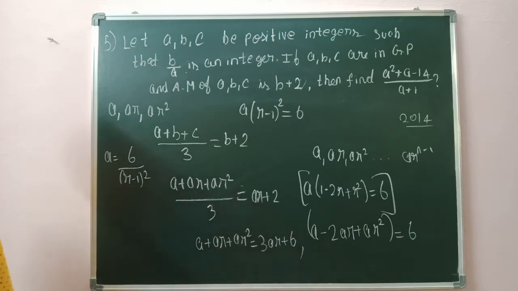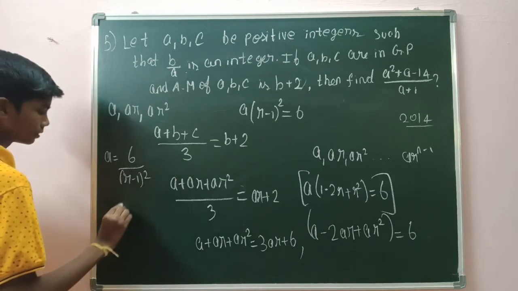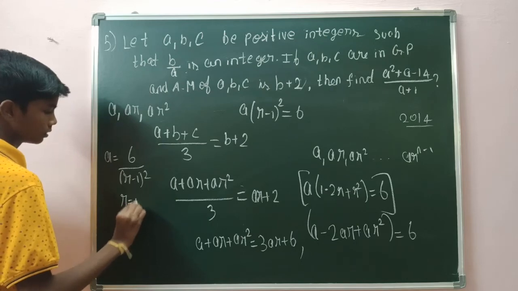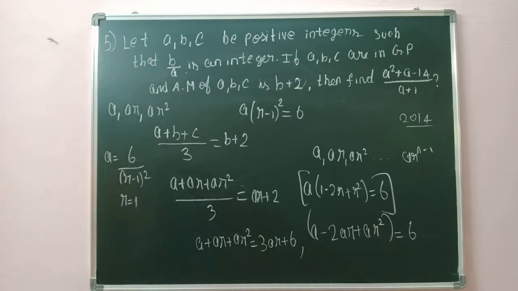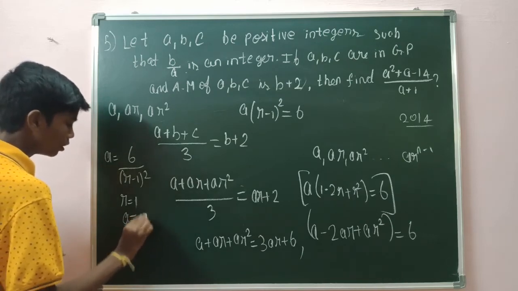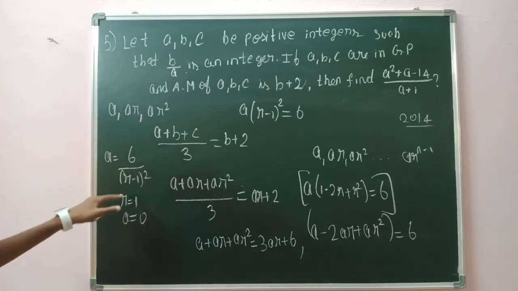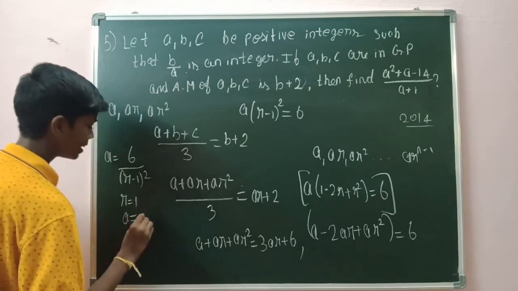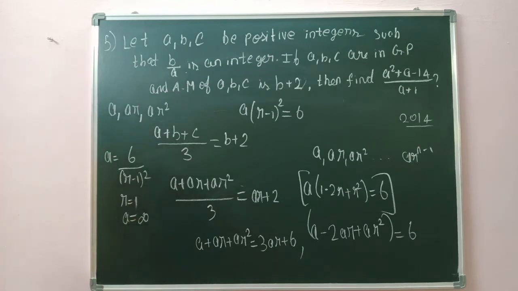Because if I put 0, you will get 6 by (0 minus 1) squared, that is minus 1 squared, 6 by 1 is 6. So that's also correct. What I want to do here is, first let me put your R as 1. Then you will get A as 6 by (1 minus 1) whole square, 6 by 0 square. Not 0 guys, 6 by 0 is not defined, it will tend to infinity. That is not good.